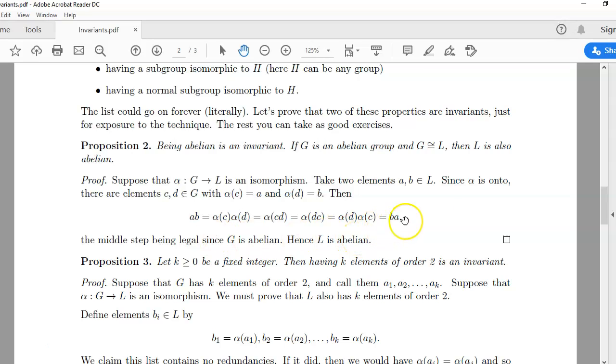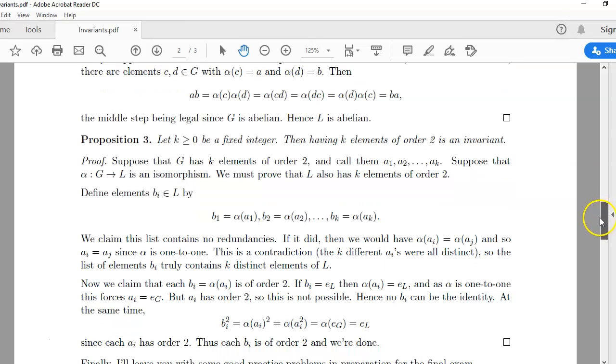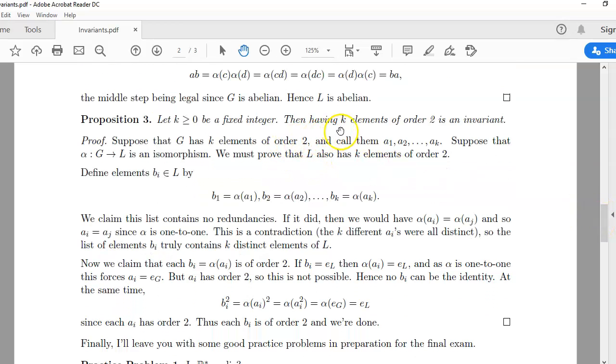So notice that I had to use the fact that alpha was onto and that alpha was a homomorphism, all necessary ingredients of being an isomorphism. So that proves that L is abelian, and therefore being abelian is an invariant. In proposition 3, I prove that having k elements of order 2 is an invariant. And you can imagine how you would take this proof and replace the 2 by any m. So having k elements of order m would also be an invariant.